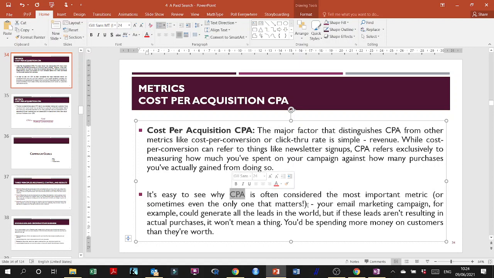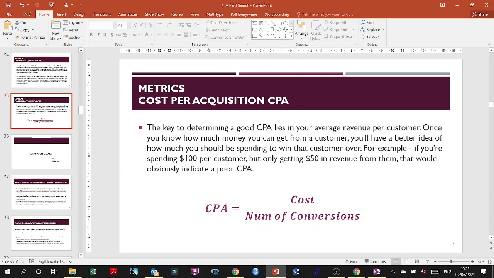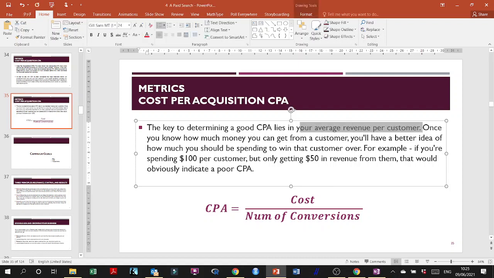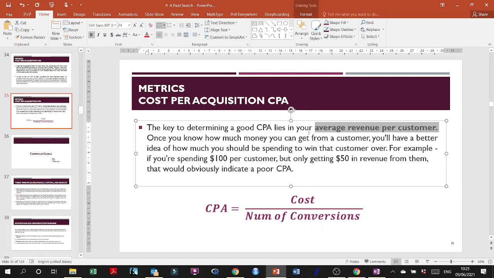Your email marketing campaign, for example, could generate all the leads in the world, but if these leads are not really converting into money, a return on investment, then this is a problem, isn't it? You need money, you need revenue. So here's the cost per acquisition, which is the cost over the number of conversions or the number of orders placed. So the key to determining a good CPA lies in your average revenue per customer, but not only that, guys, also the customer acquisition cost.